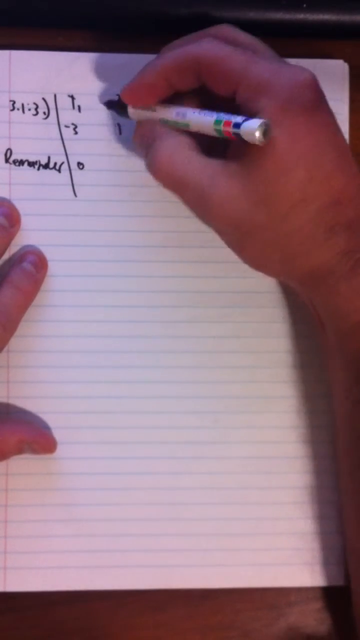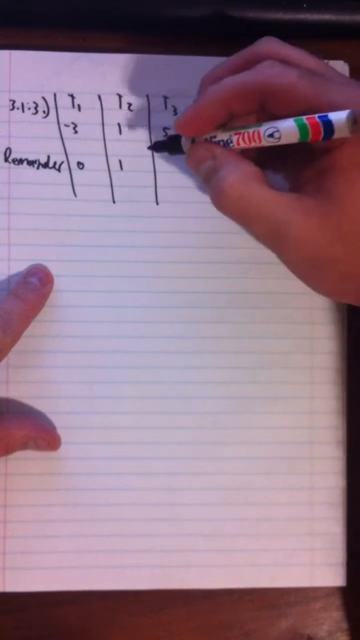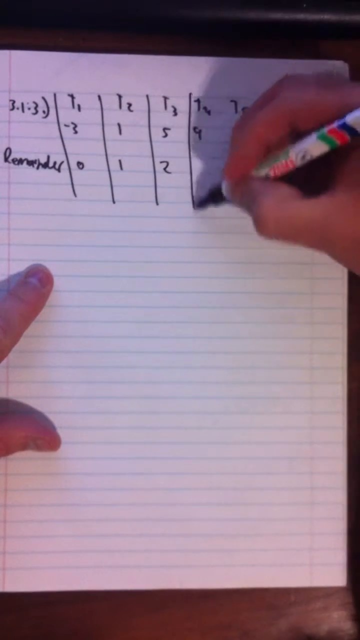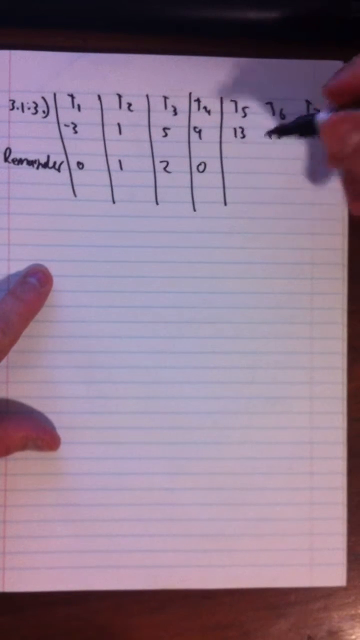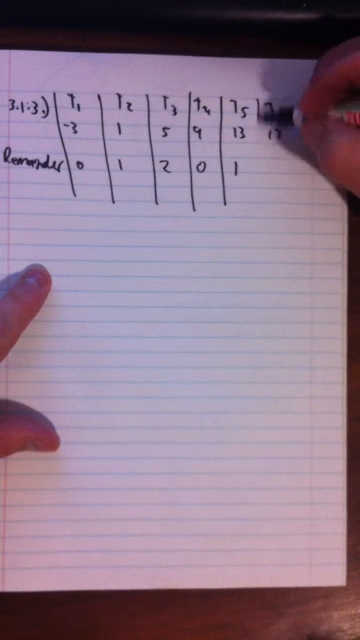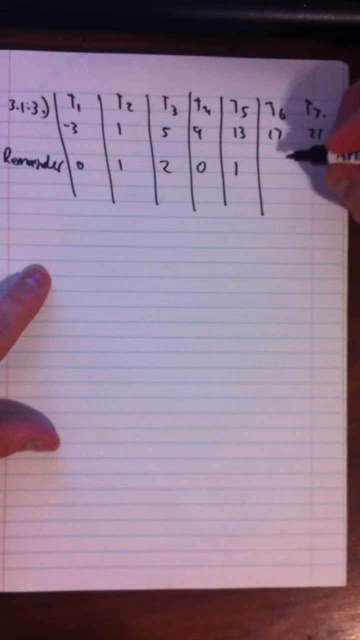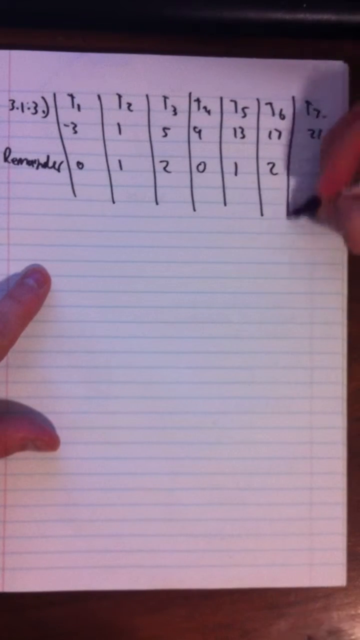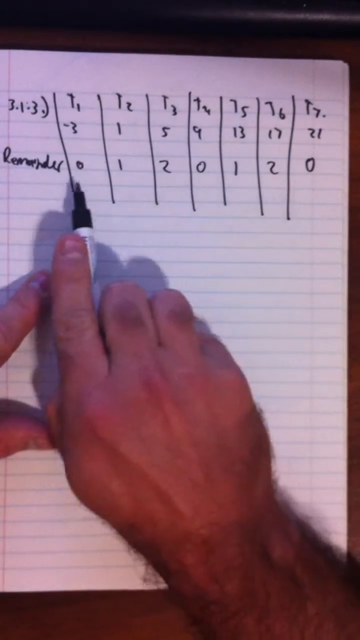So -3 divided by 3 is -1, so the remainder is 0. 1 divided by 3, 0 with a remainder of 1. 5 divided by 3 is 1 with a remainder of 2. 9 divided by 3 is 3, so there's no remainder. 13 divided by 3 is 4 with a remainder of 1. And the pattern continues. 17 divided by 3 is 5 with a remainder of 2. And 21 divided by 3 is 7, so there's no remainder. You can see it goes with the pattern 0, 1, 2, 0, 1, 2, 0. And it keeps going.